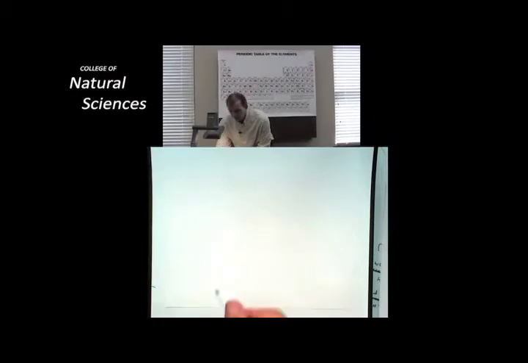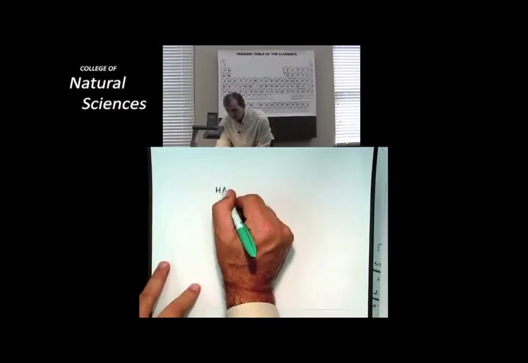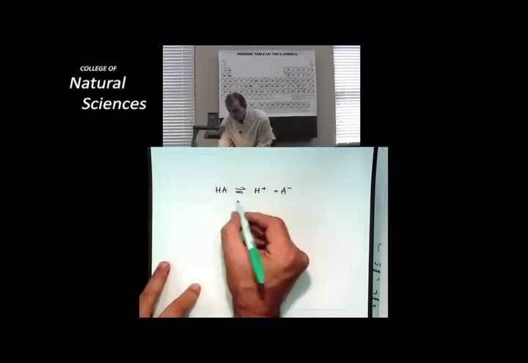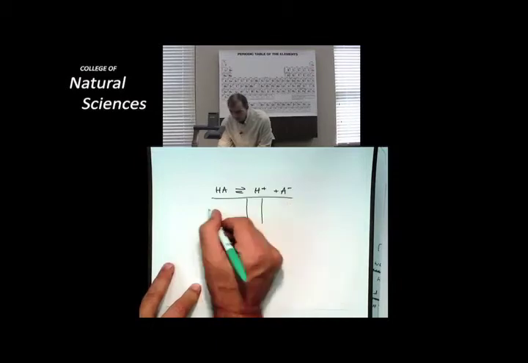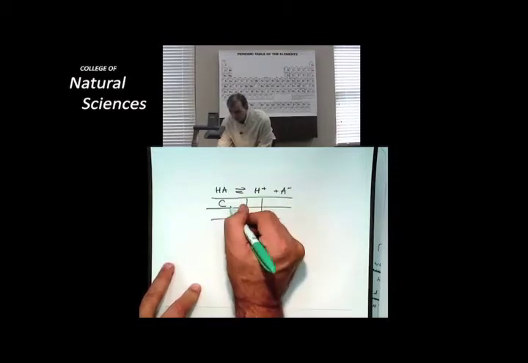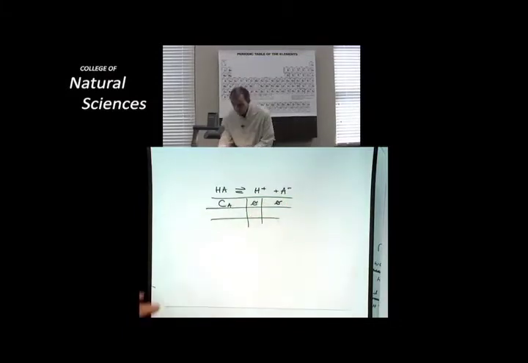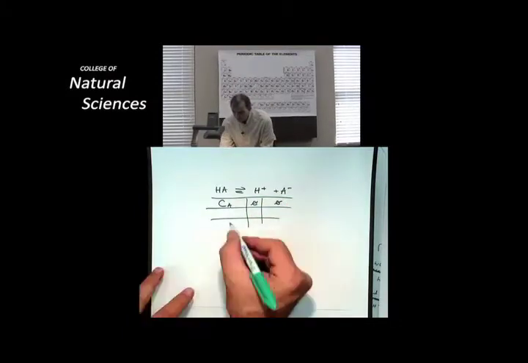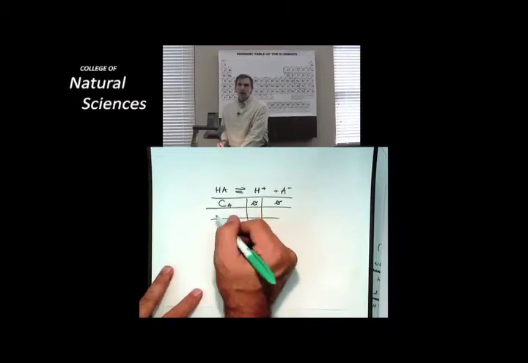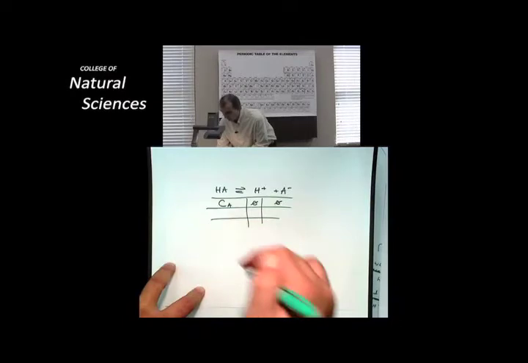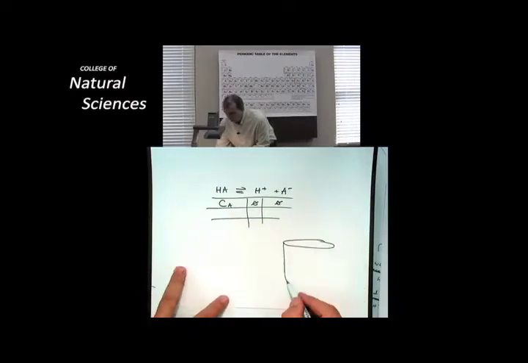Here is a compound, HA, goes to make H plus and A minus. It must, according to the Rice expression, have a starting amount of C and no H plus and no A minus. Well, I'm going to have some of my HA go away. But not all of it's going to go away. Do you know why not all of it's going to go away?